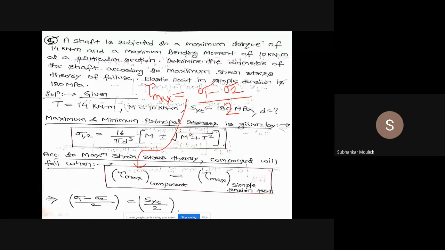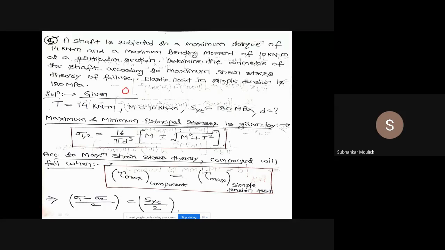Now, somehow I have to find the value of sigma 1 and the value of sigma 2, then we need to take the difference, divide it by 2, and we will get the value of tau max of the component. So, how can we find out the value of sigma 1 and sigma 2? How can we find out?